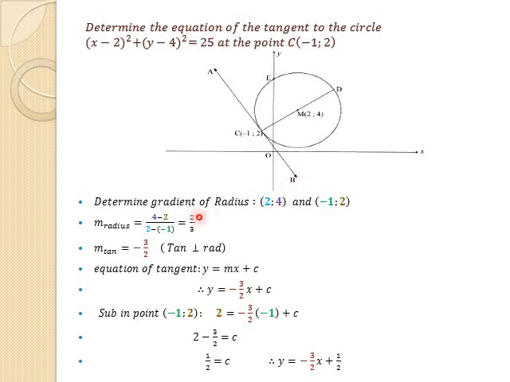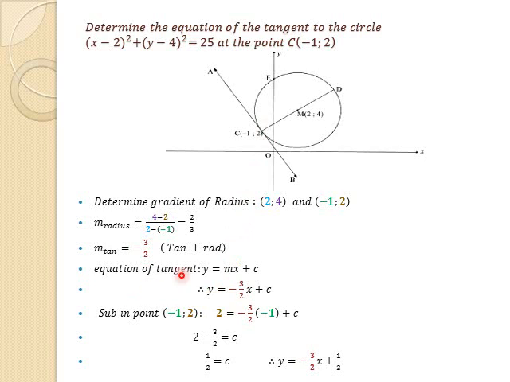Right, so determine the gradient of the radius. My radius goes through (2, 4) and (-1, 2). So that gives me 4 minus 2 over 2 minus -1. 4 minus 2 is 2. 2 minus -1 becomes 2 plus 1, which gives me 3. So if that's 2 over 3, then the gradient of my tangent would become negative, 3 goes top, 2 comes bottom. My reason, my tangent is perpendicular to my radius. They would meet at a 90-degree angle.